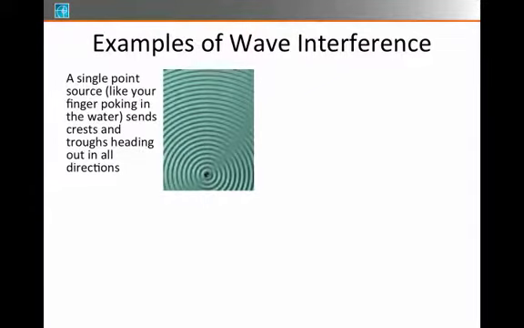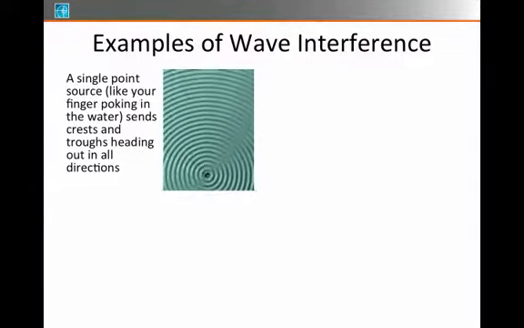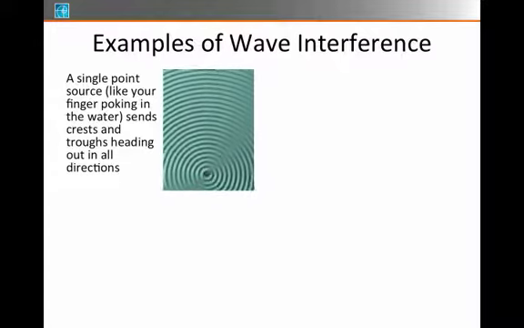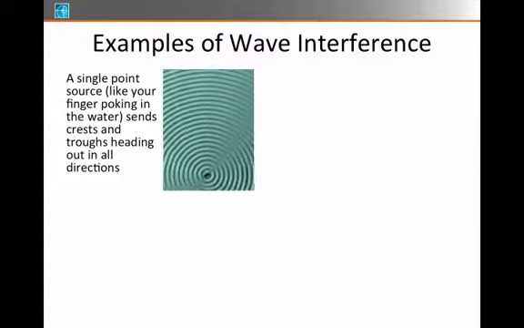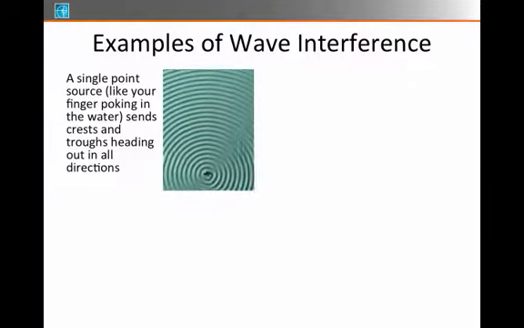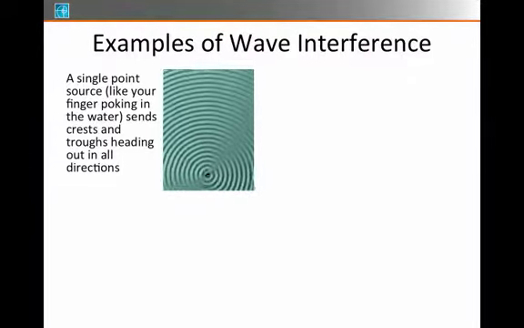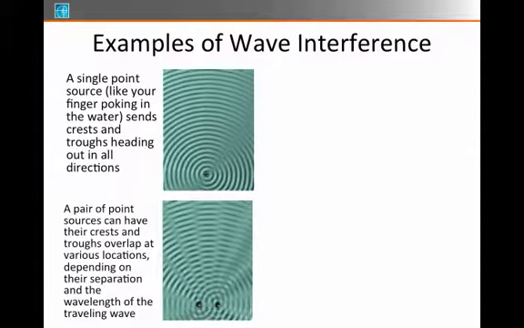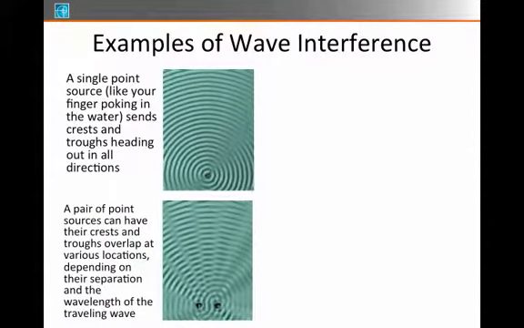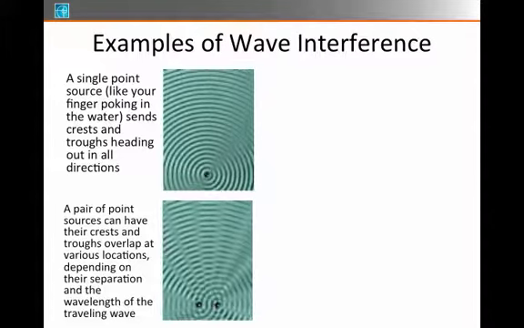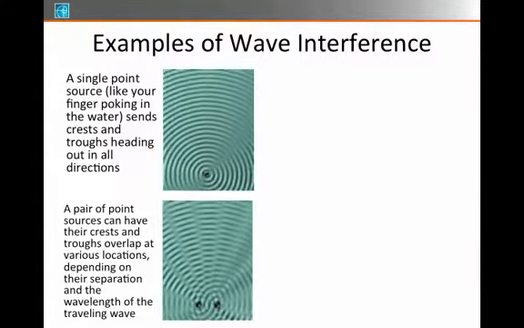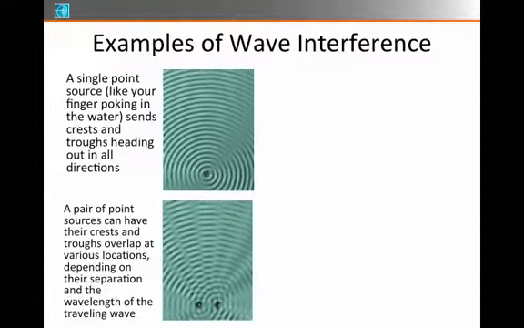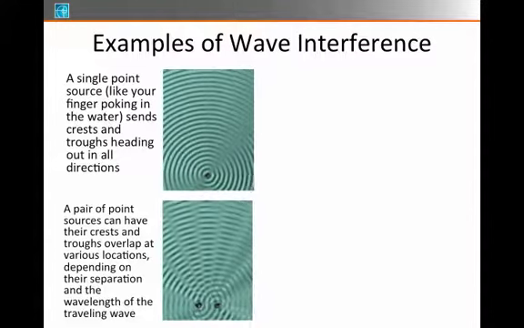A single point source like your finger poking in the water creates spherical outgoing waves, or circular outgoing waves. That means crests and troughs heading out in all directions. It by itself cannot create interference. But with two point sources, when they are both acting, the sum of these two can be said to be adding constructively or destructively. That's when the interference effect takes place, whenever there are two waves.